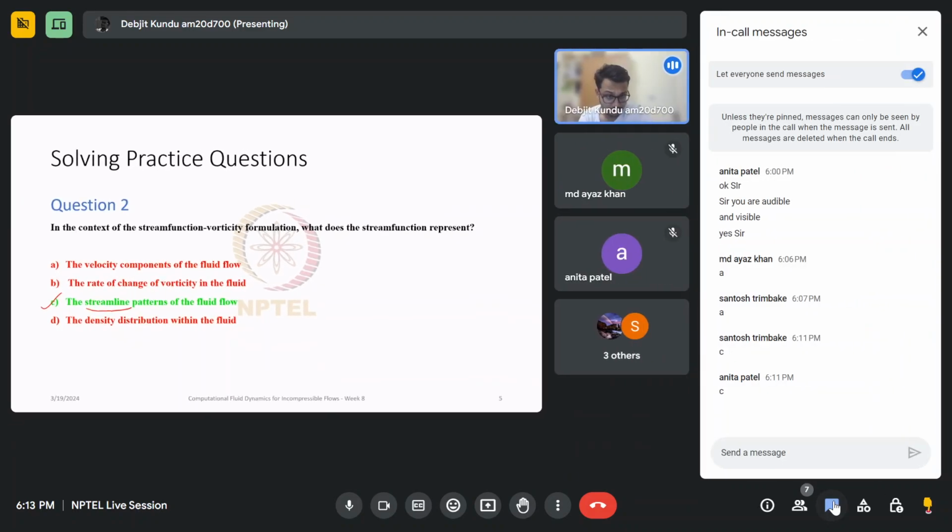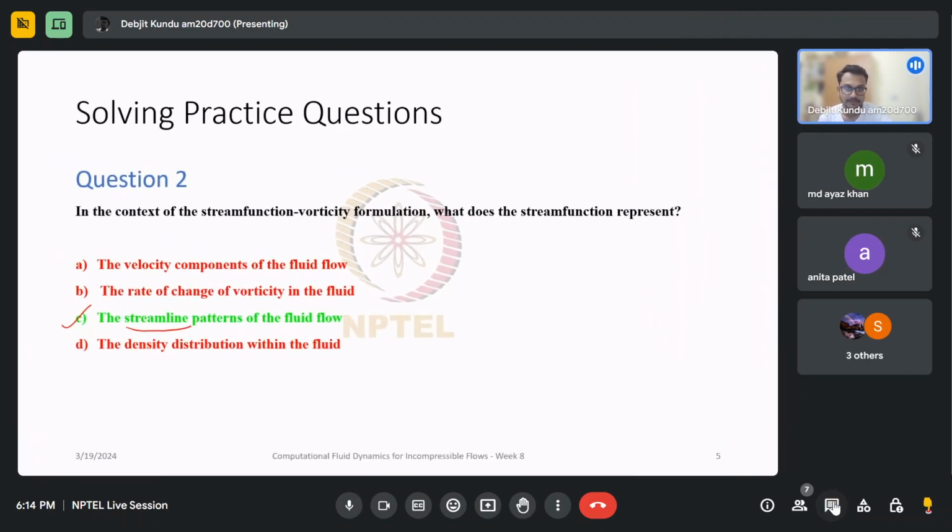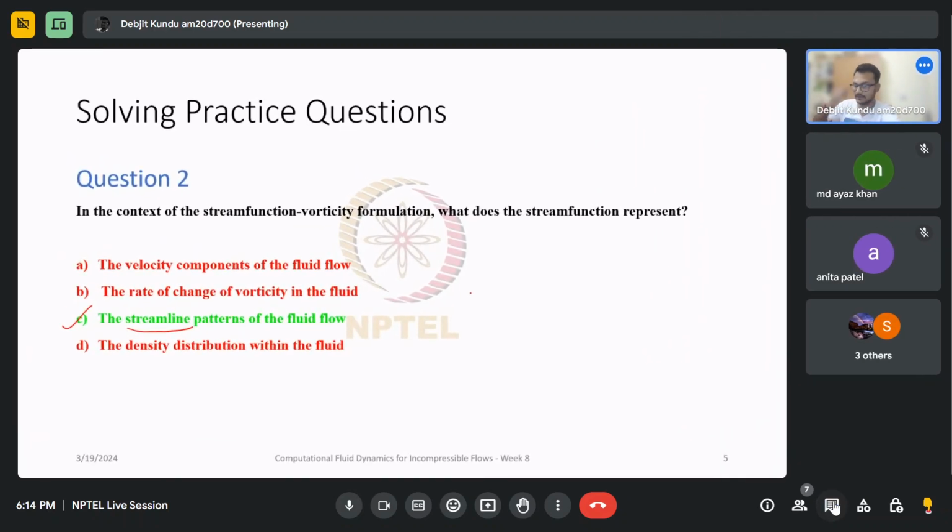You can either unmute and speak up, or you can type in the chat box if you feel more comfortable that way as well. Basic things. What is a streamline? Flow in a particular direction following a particular path. Exactly.